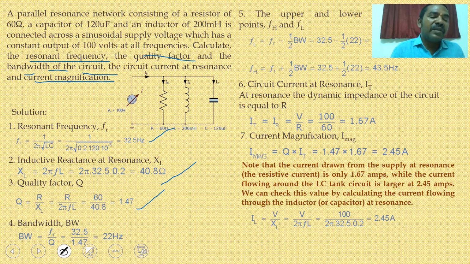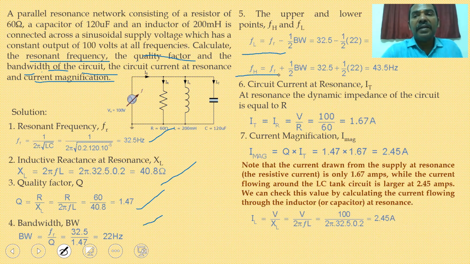Then bandwidth is equal to omega naught divided by Q, or F naught divided by Q. So 32.5 divided by 1.47, you are getting 22 hertz. Once you have calculated the bandwidth, the upper half power frequency and lower half power frequency can be calculated. So F1 or F low is equal to F naught minus 1 by 2 into bandwidth. If you substitute, you can get 22 point.